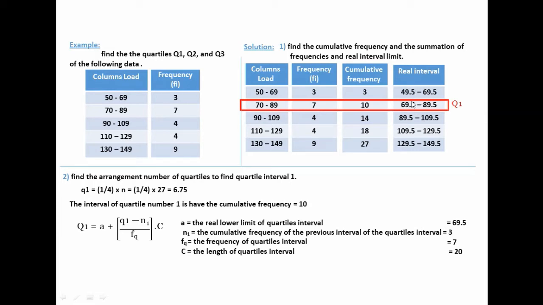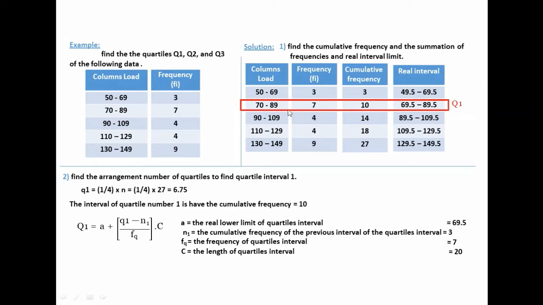You see over here, these are the real intervals, and I have already told you about the procedure of real intervals. For the continuous interval, subtract 0.5 from the start limit and add 0.5 to the final limit. So you will obtain the class real intervals. Now find the cumulative frequency. For the cumulative frequency, write 3 as it is. 3 plus 7, 10; 10 plus 4, 14; 14 plus 4, 18; and 18 plus 9, 27. So this is the procedure for the construction of the table.